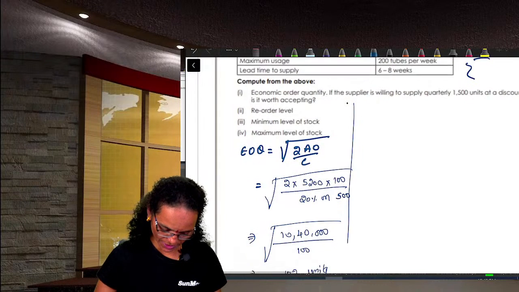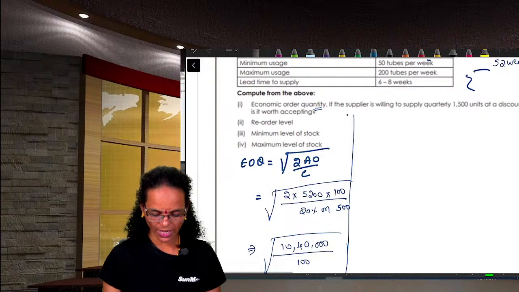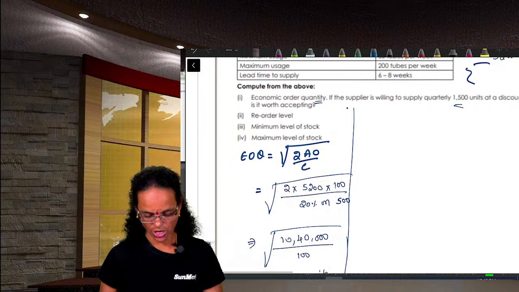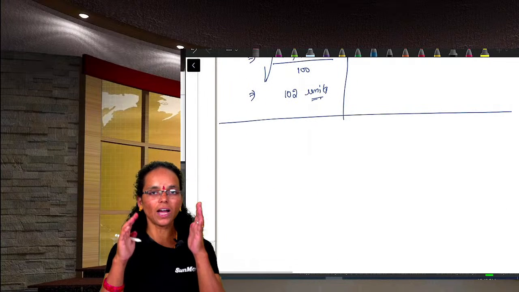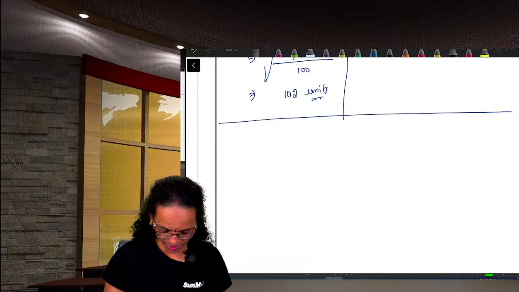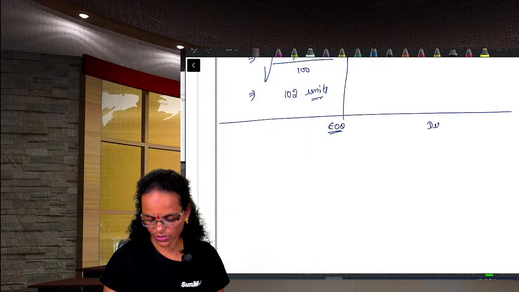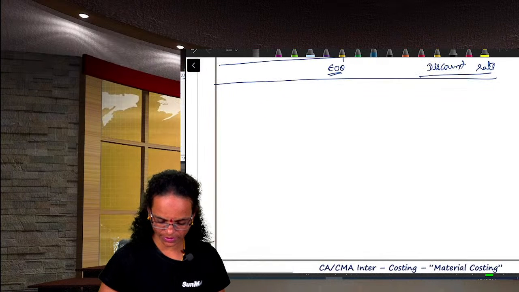Okay, we have calculated the economic order quantity. If the supplier is willing to supply quarterly 1500 units, we need to calculate the purchase cost under economic order quantity and under the discount method. So here we take economic order quantity, and here under discount rate we will calculate.